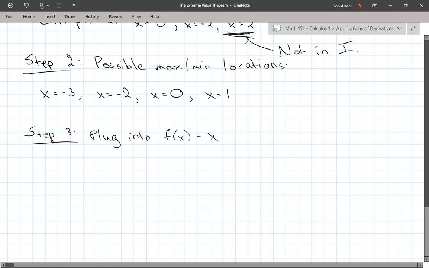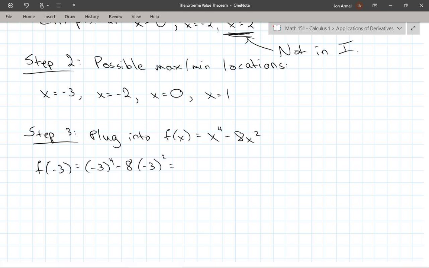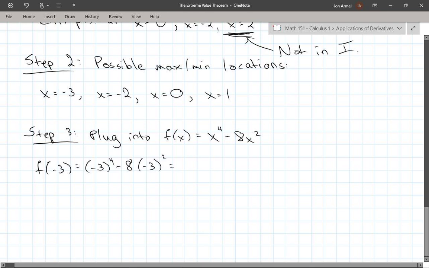So remember, this was x to the fourth minus 8x squared. And we just plug each of the values in. Okay, so we'll do f of -3. That is -3 to the fourth minus 8 times -3 squared. So let's see, 3 to the fourth, the minus sign gets destroyed by the fourth power. So 3 to the fourth is 81 minus 72, which is 8 times 9. So 81 minus 72, and I think that is 9.